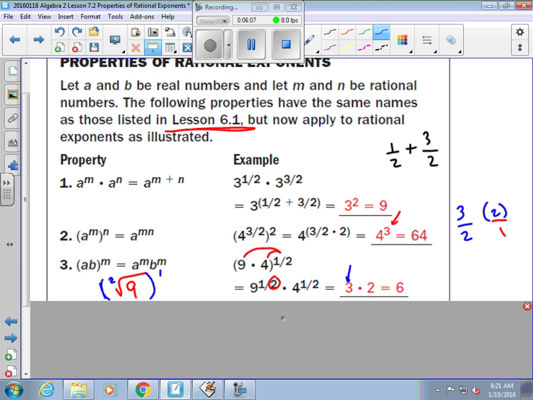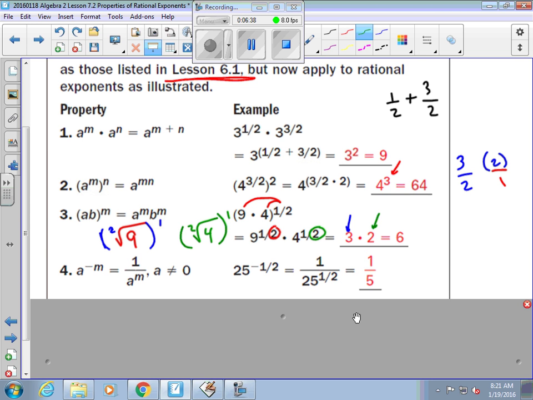And the other one is to the 1/2 power. 4 to the 1/2 power would be like this. 4 would be under the radical. Again, this is your index 2, and it's being raised to the first power. So the square root of 4 is 2. So 3 times 2 gives you 6. You'll get used to raising things to the 1/2 power being the same thing as taking the square root of it. The square root is the exact same thing as raising it to the 1/2 power.